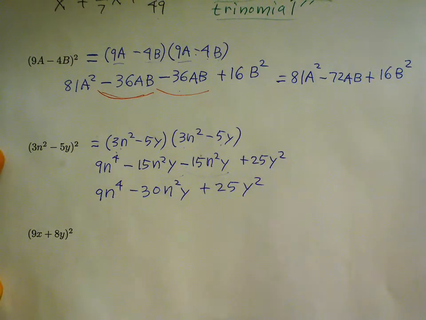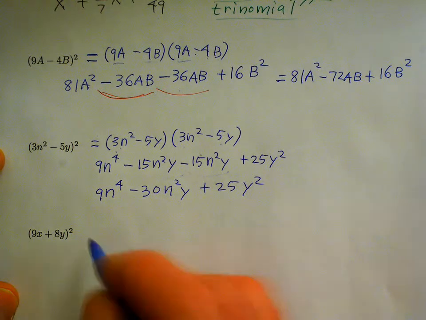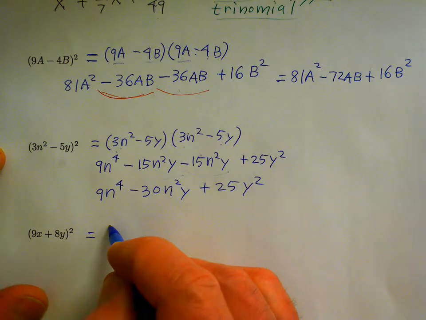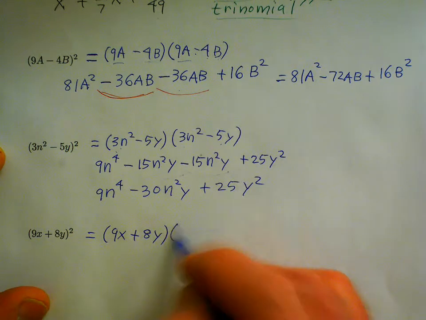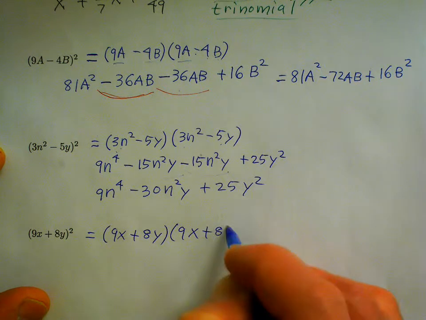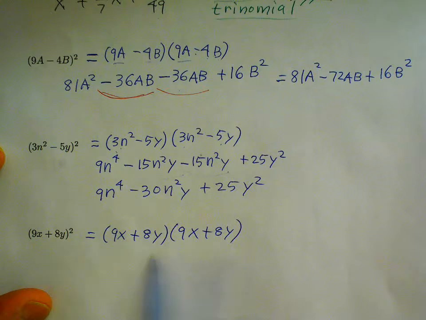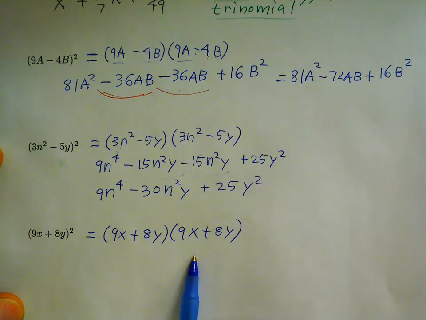Okay, one more example. We have a few seconds left. We ran out of time, but this just means 9x plus 8y times 9x plus 8y. I'll leave the rest of that for you to do. You saw the previous examples.